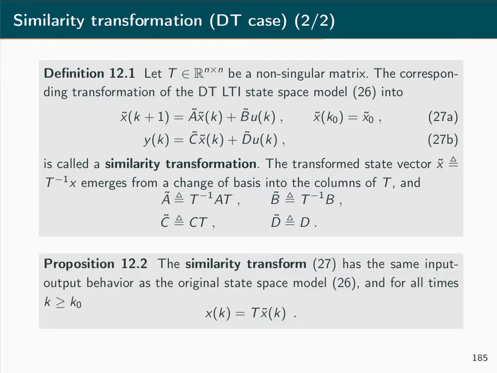Hence, the statement of proposition 12.2 has already been proved, namely the input-output behavior of the transformed system, 27, is the same as that of the original state space model, 26, and for all times k greater than or equal to the initial time k0, we have that the states of the original system and those of the transformed system are related by this transformation equation.